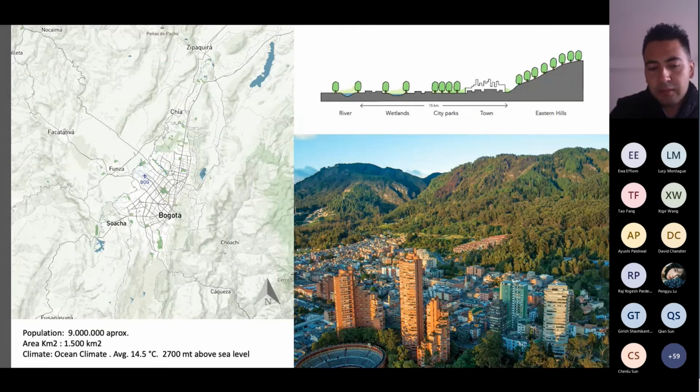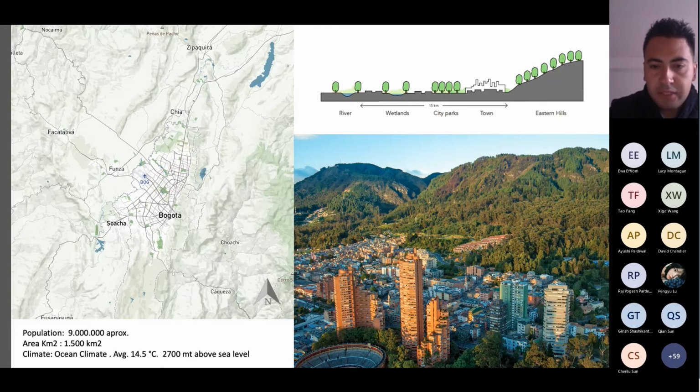But we don't have seasons, and as you will see here in the section, we have the Eastern Hills that are quite remarkable, and the landscape helps the legibility of the place. We are in the valley. It is the urban area, including some wetlands and the river at the west part, as you will see on the map.